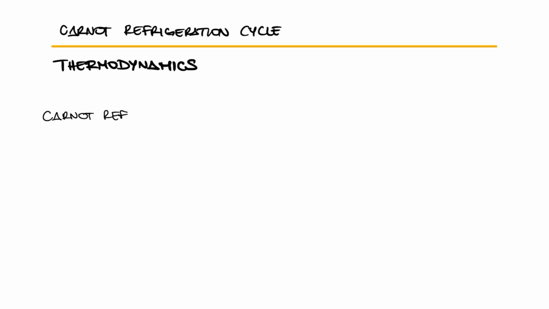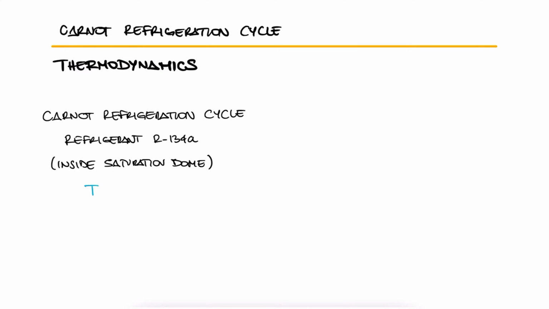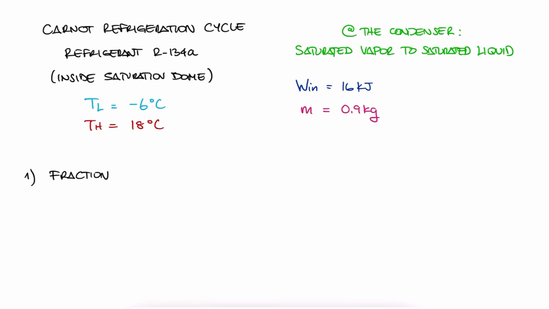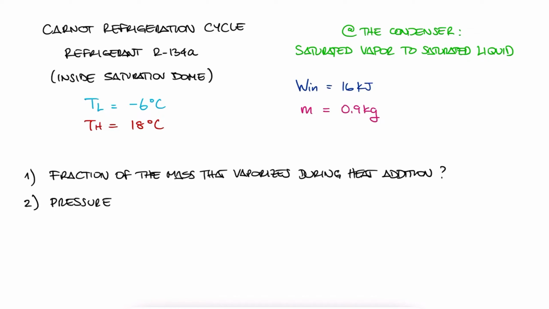A Carnot refrigeration cycle operates with refrigerant R134A within the saturation dome with minimum and maximum temperatures of -6 degrees Celsius and 18 degrees Celsius, and going from a saturated vapor to a saturated liquid at the condenser. The work in is 16 kilojoules and the mass of the refrigerant is 0.9 kilograms. What is the fraction of the mass that vaporizes during heat addition, and what is the pressure at the end of the heat rejection process?